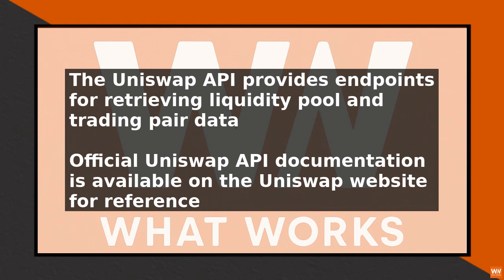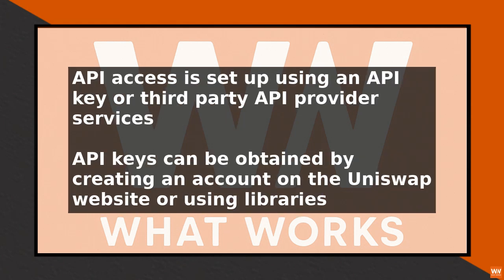Step 3. Querying slippage tolerance. To query the slippage tolerance, you need to send a request to the Uniswap API endpoint that provides information on the trading pair you are interested in. The endpoint typically returns a JSON response containing the slippage tolerance value, which is usually expressed as a percentage.